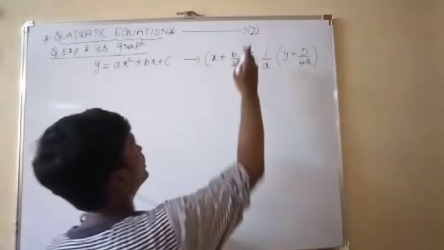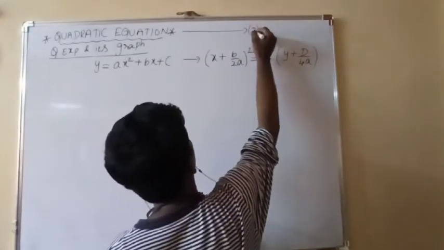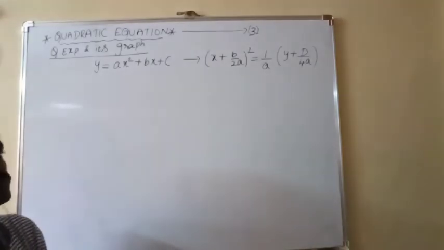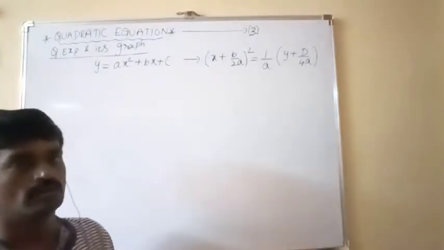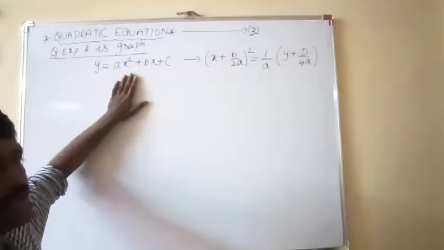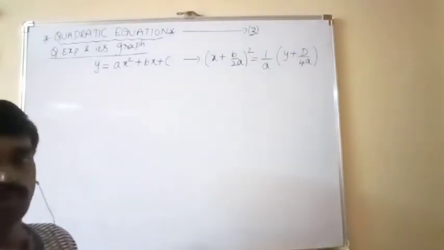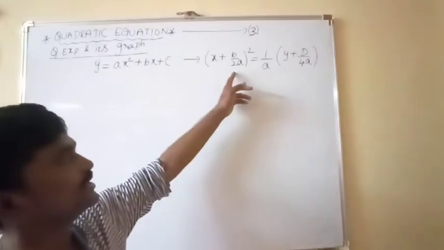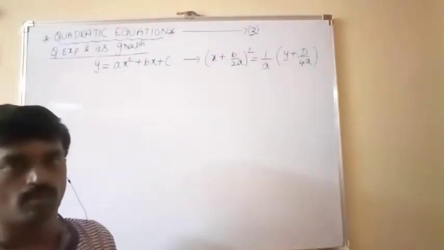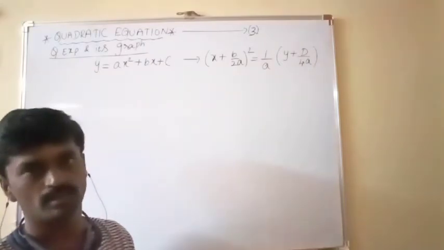So, quadratic equation part 3, for quadratic expression and its graph. In the last session, we learned that the graph of y is equal to ax square plus bx plus c is a parabola with vertex at minus b by 2a comma minus d by 4a. When a is positive, it is an upward parabola, when a is negative, a downward parabola.